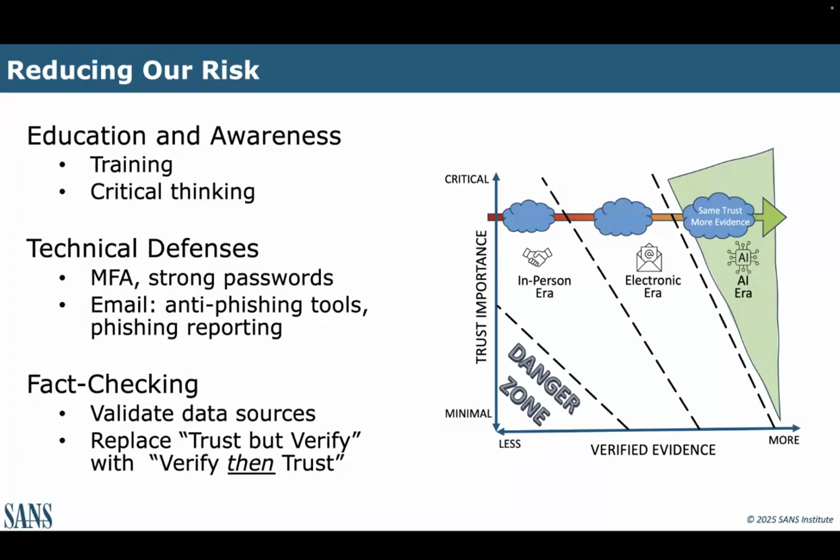Used to be, I got you on a Zoom call, I got you on a phone call, I got a text message, we're good, right? But we're not good. Today, I can't trust a voice, a video, a CAPTCHA. I need more evidence to validate that.